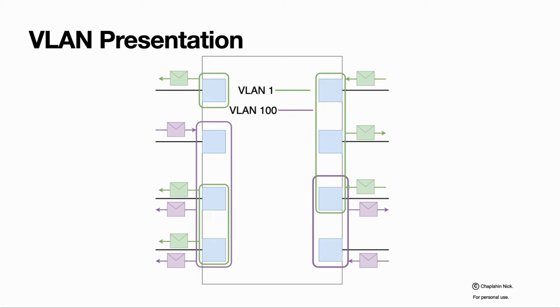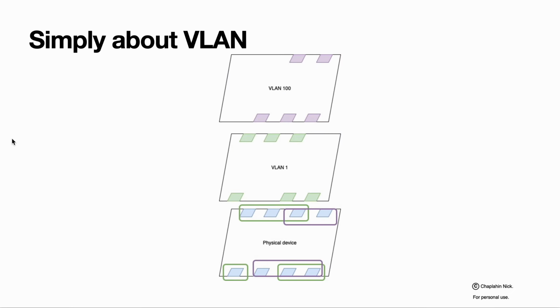VLAN defines a subset of ports that can exchange information with each other. In other words, we can say that VLAN is a slice of the device that contains ports that are members of this VLAN and allows bridging between those ports. So each VLAN we can define as a slice of the device with ports available only to members of that VLAN.